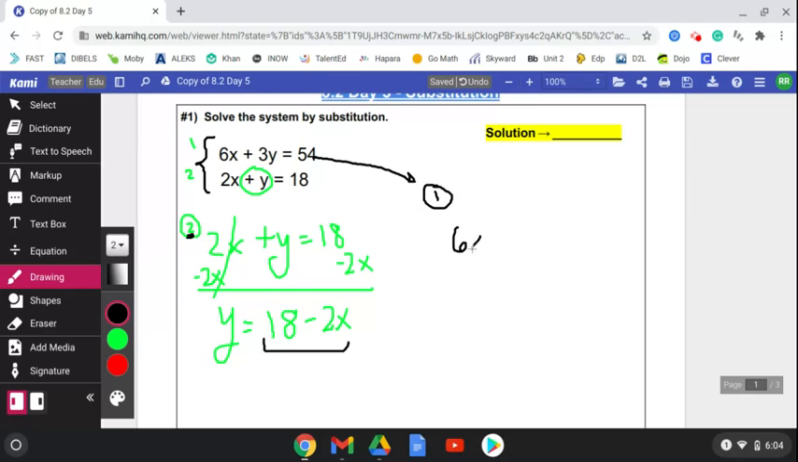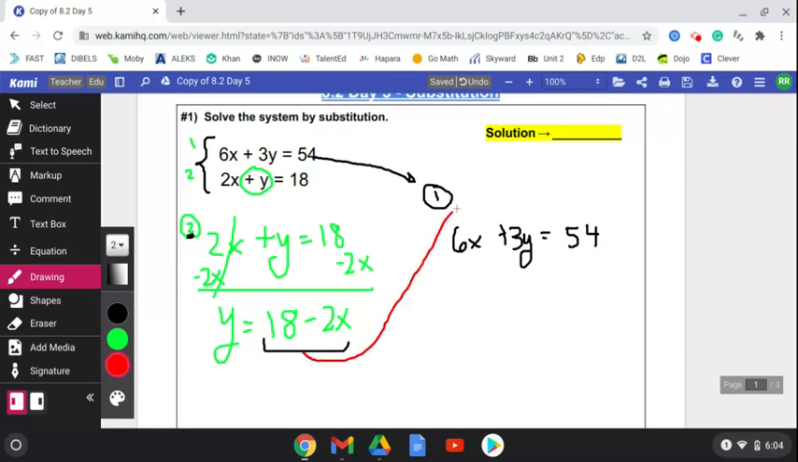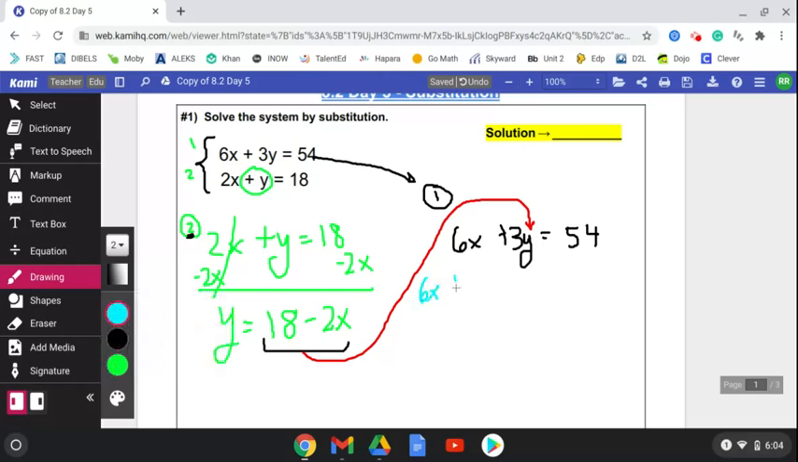Okay, equation 1 was 6x plus 3y equals 54. And you are taking what y is and plugging it in for y right there. Okay, so that's going to give you 6x plus 3 times y, and y is this, 18 minus 2x, equal 54. Okay, now you finish solving for x and determine what your solution is.